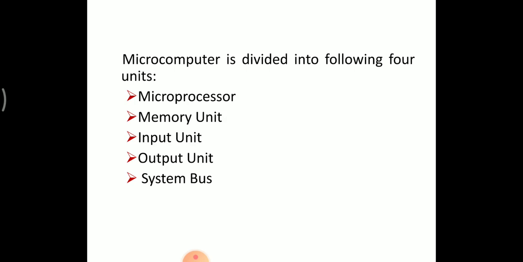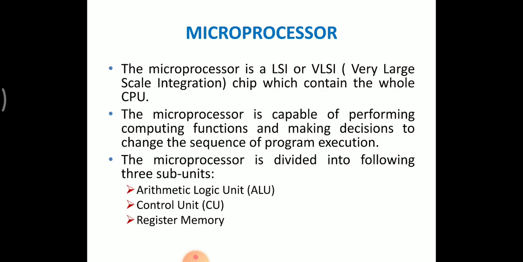In this way, microcomputer is basically divided into following 5 units: microprocessor, memory unit, input unit, output unit, and system bus. At first we discuss microprocessor in brief.